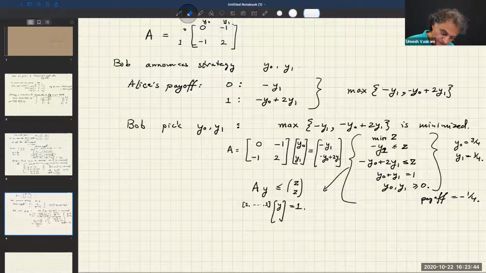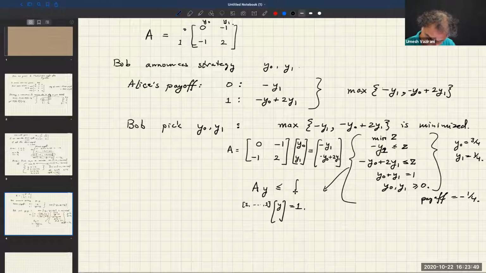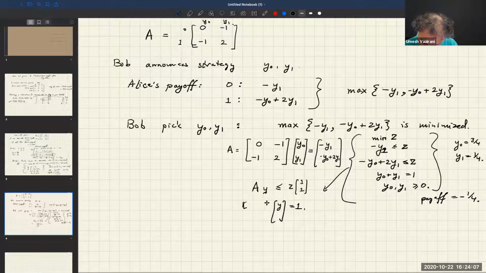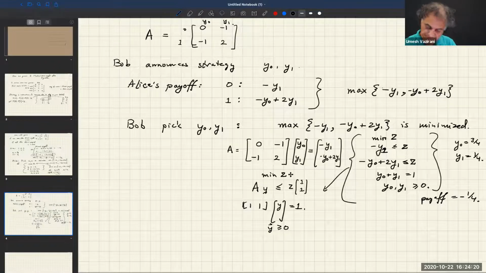So if I'm going to write it in terms of the all ones vector, then I would write it as all ones vector times Z, that is 1, 1 times Z. Sorry, you know what I meant by the all ones vector. In this case, we are working in 2 dimensions, so by the all ones vector, I just mean 1, 1. Okay. And then we also have that Y as a vector is greater than or equal to 0. And then what are we doing? We are minimizing Z.